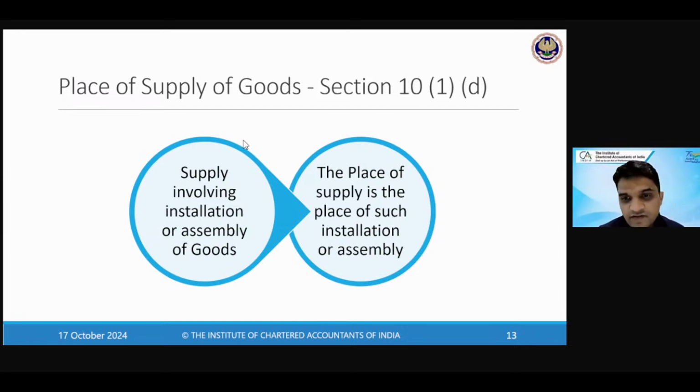Correct. Installation of lift is a service, but the principal supply, my friend, is the supply of a lift. We have discussed composite supply. So in case of a composite supply, what did we say? Even if the service is there, the supply of goods is the primary supply.